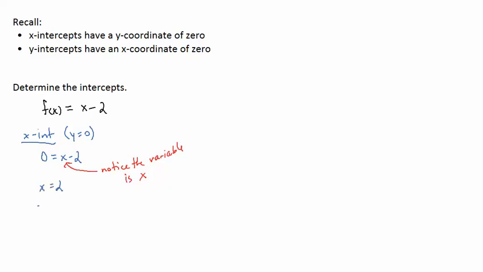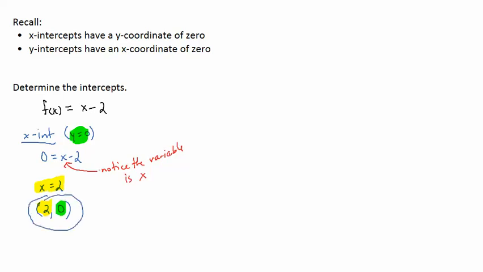So the x-intercept is the ordered pair where x is 2 and y is 0. So the ordered pair (2, 0) is the x-intercept.